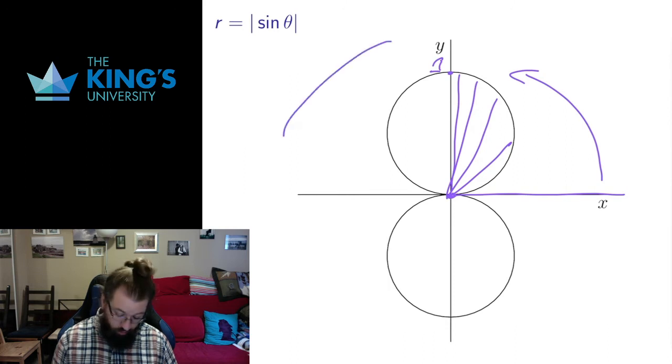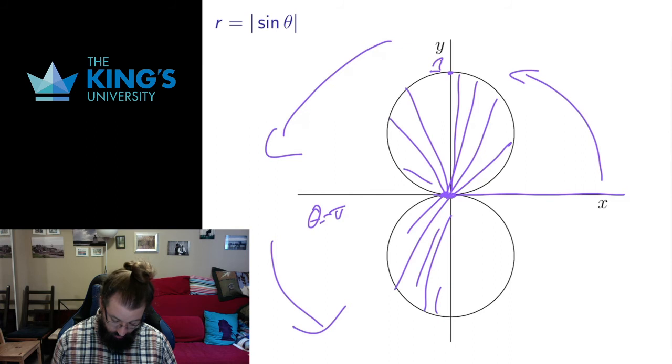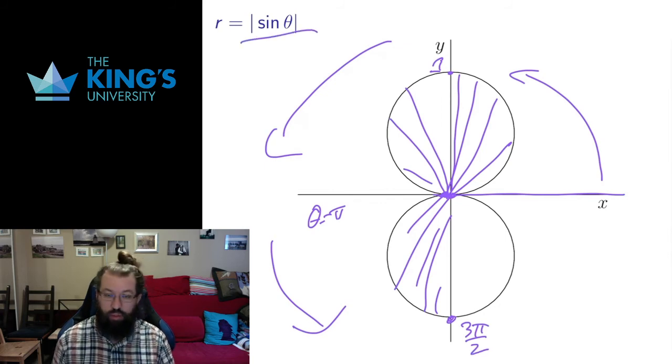Then as I keep going, the angle increases again, the sine function is going to go back down to 0. So here, the radius is going to get smaller. And when I get to theta equals pi, sine of pi is 0, the radius is shrunk back down to 0. And then I repeat that as the angle increases here, the radius increases here, and when I get to 3 pi over 2, sine of 3 pi over 2 is negative 1, but I'm taking absolute values here. That makes sense because my radius has to be positive. So I get that this distance out here is also 1.